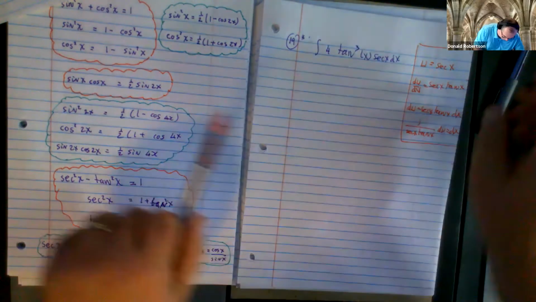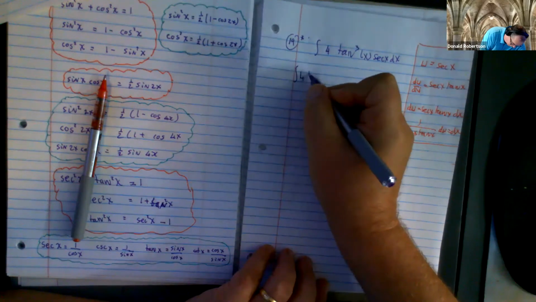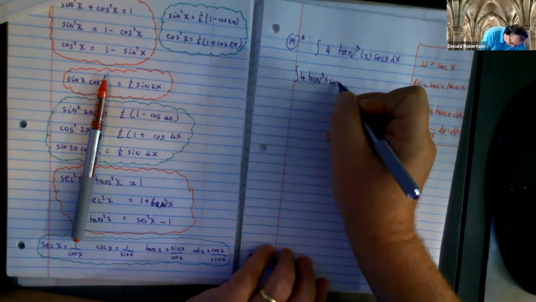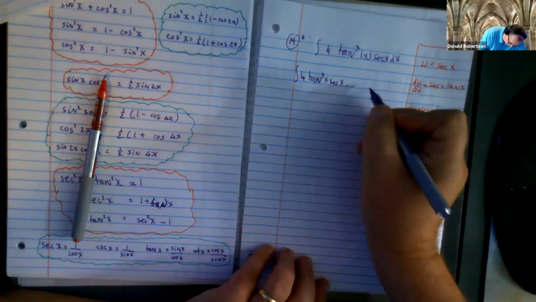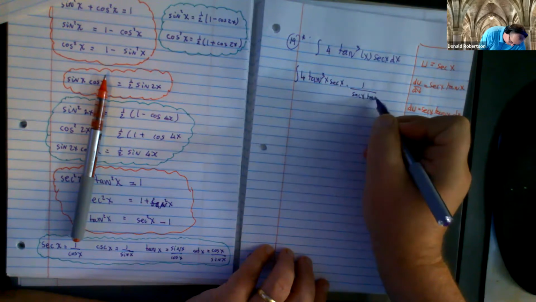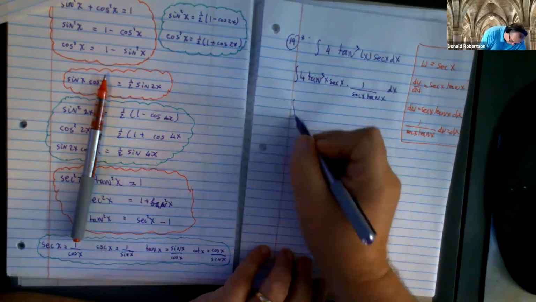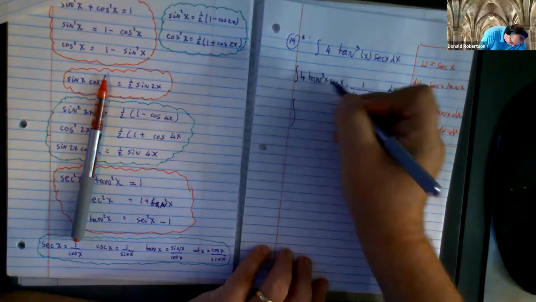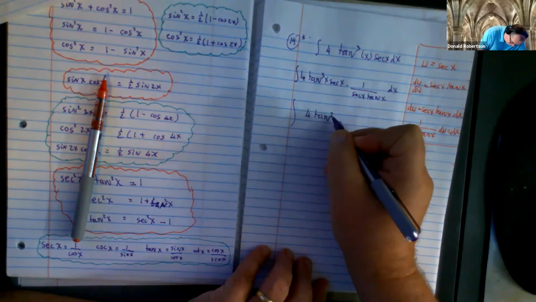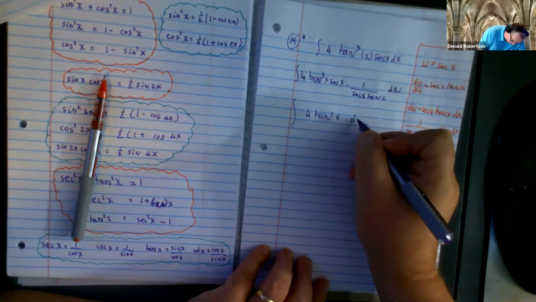Okay, let's see what we got. We have the integral of 4 tan cubed x secant x, and that's going to be 1 over a secant and a tan x. And one of the secants dies and one of the tangents dies. And we are now looking at what might seem like bad news, but it's not.